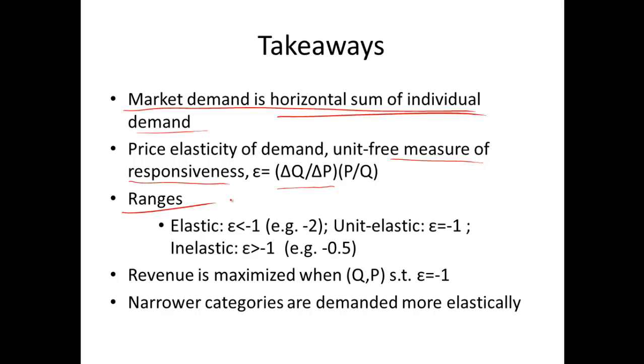What are some ranges that matter for us? Well, we call it elastic if the elasticity is less than -1, a number like -2. We call it unit elastic if the elasticity equals -1. And we call it inelastic if it's bigger than -1, meaning a number like -0.5. Revenue is maximized at the quantity-price combination such that the elasticity equals -1. And finally, an intuitive point, narrower categories of products tend to be demanded more elastically because they tend to have more substitutes.